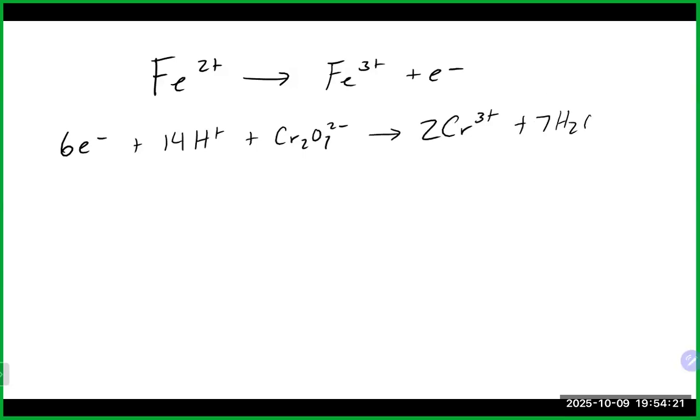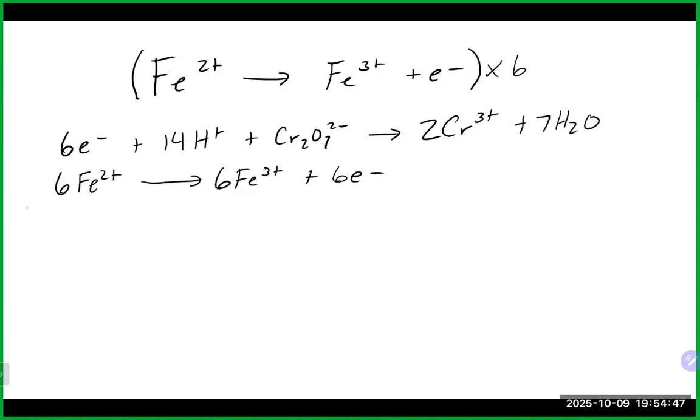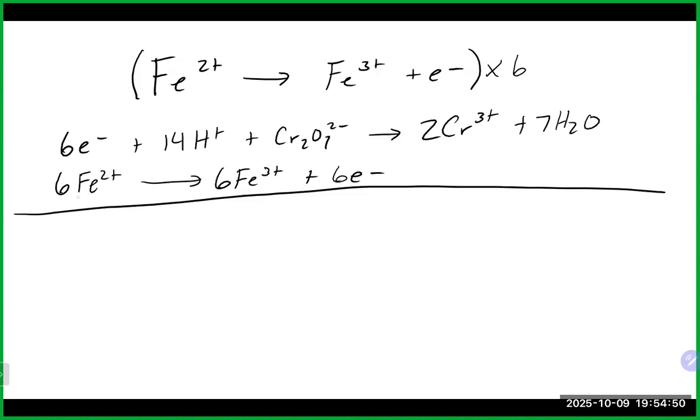All right, so now I'm ready to do pretty much the last step, which is add these together. But before I can add them together, like I said, we do need to make sure we have the same number of electrons. So we're going to multiply everybody in that top one by 6, not just the electrons. So I'm going to write it underneath. That gives me 6 Fe2+, 6 Fe3+, and 6 electrons. Now we are ready to add these back together.